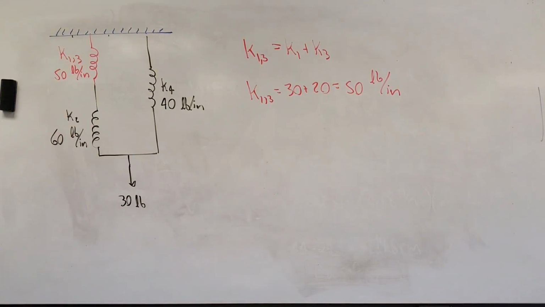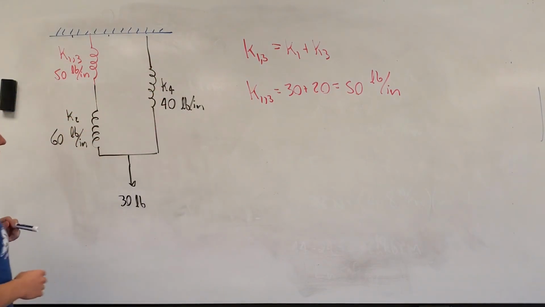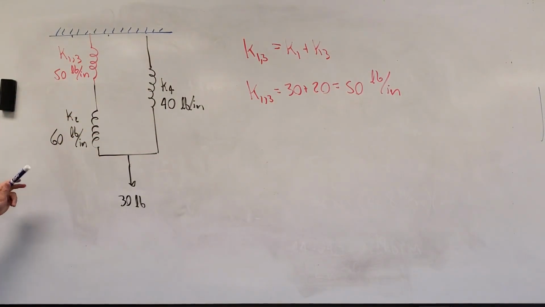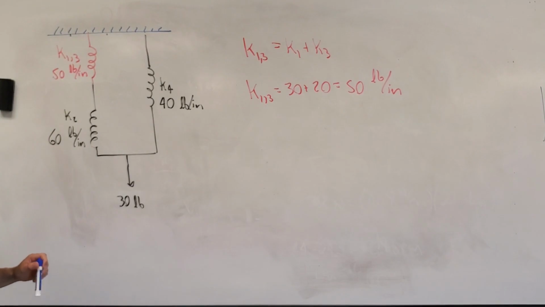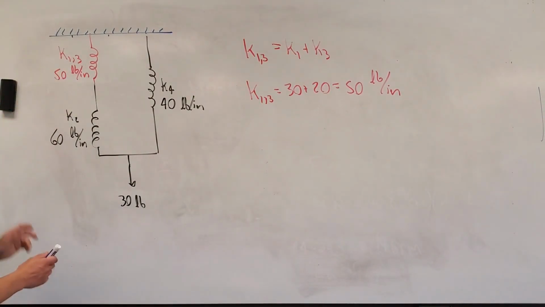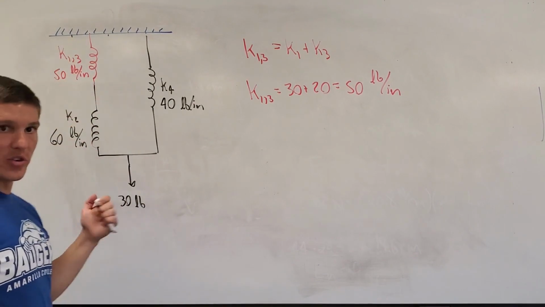Okay, now I look at this and I say, I have this equivalent spring 13, I have spring 2, and I have spring 4. This side and this side are in parallel, but it's kind of confusing. What I can tell right away is that spring 13 and spring 2 are definitely in series. They're one after the other. So I can replace these two springs with an equivalent spring as well.